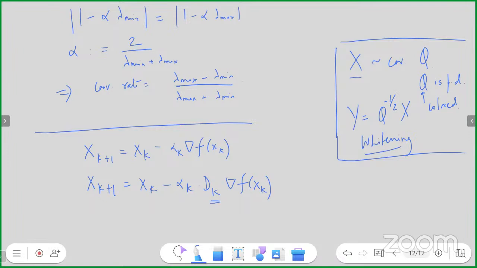So we will see why that will be true. So let's start. Let's say S is equal to D_k to the power of 1/2. So my algorithm is this. For the steepest descent we used D_k equal to identity. Instead, let's play with D_k. Let's call D_k to the power half to be equal to S.